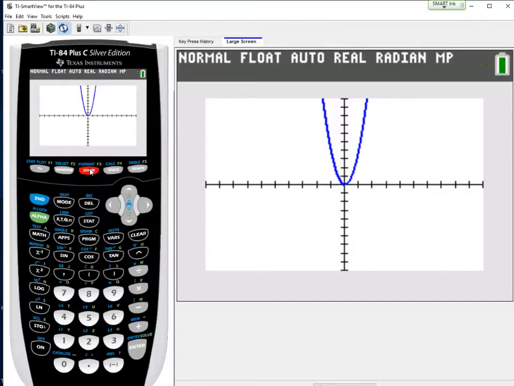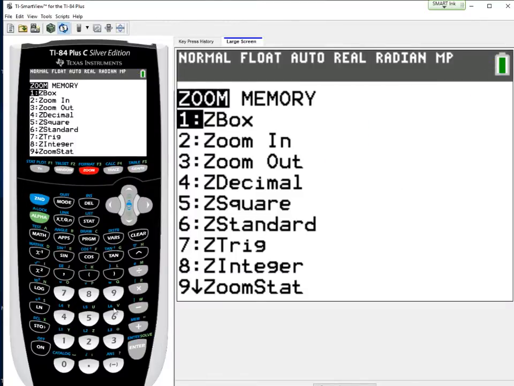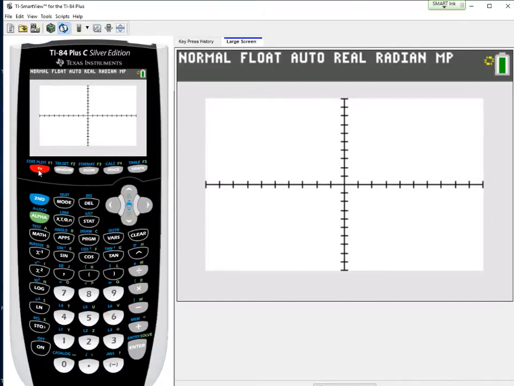Wait, go back. Go back to what? Y equals. I just put 4x squared in there.